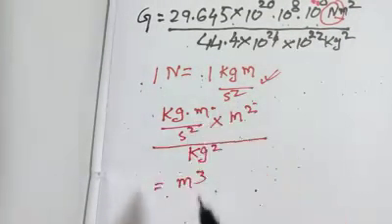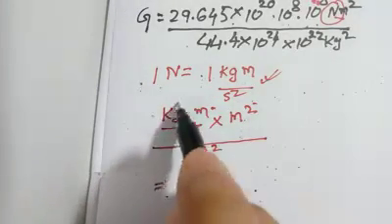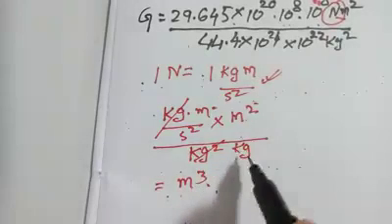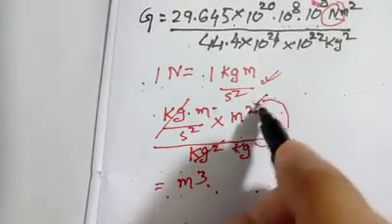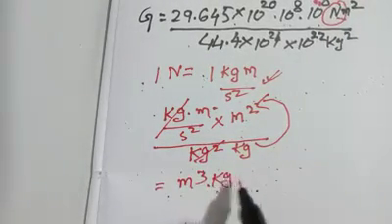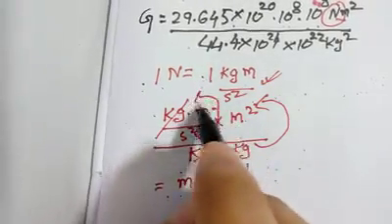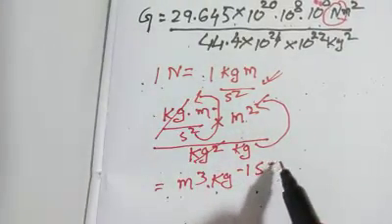2 plus 1, 3, right? Kilogram and kilogram get cancelled out, so we are left with 1 kilogram. This kilogram, once it goes up over here, will become kilogram minus 1. And this second square, once it goes up, will become s minus 2.